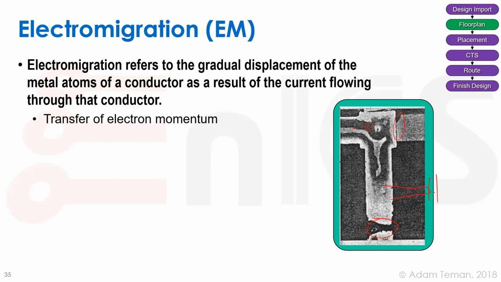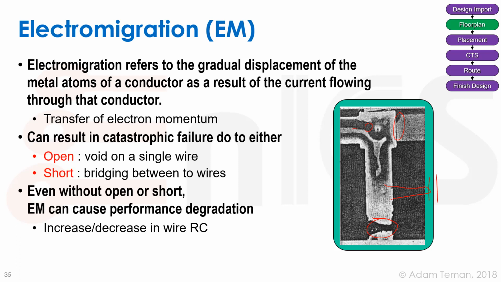So there are a lot of things that can happen reliability-wise due to a lot of current running through a small conductor. This results either in opens, which are a void on a single wire, or shorts, which is bridging between two wires. And even without an open or a short, electromigration can cause performance degradation. So if our conductor here gets thinner, then we have a higher resistance in such a thing.